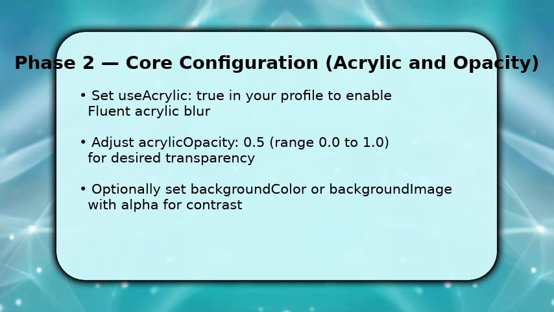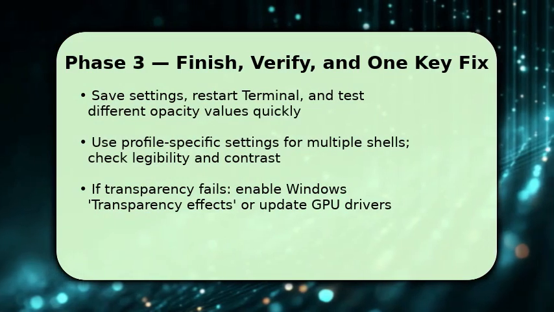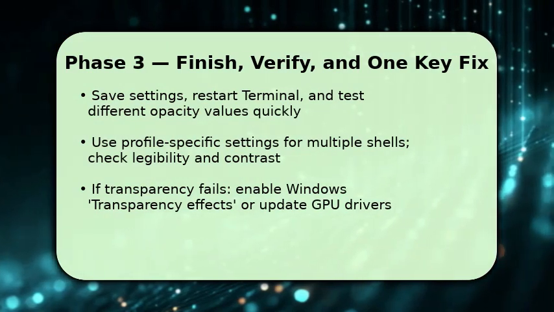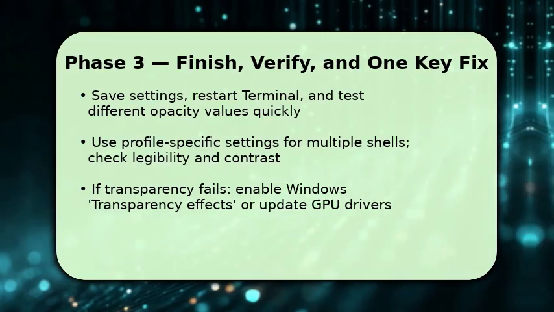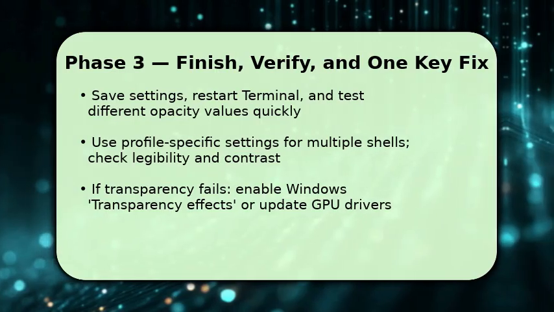Finish by saving and restarting Windows Terminal to ensure settings apply, then test a few opacity values until text remains readable. Make sure you adjusted the correct profile. Changes are per profile, not global.